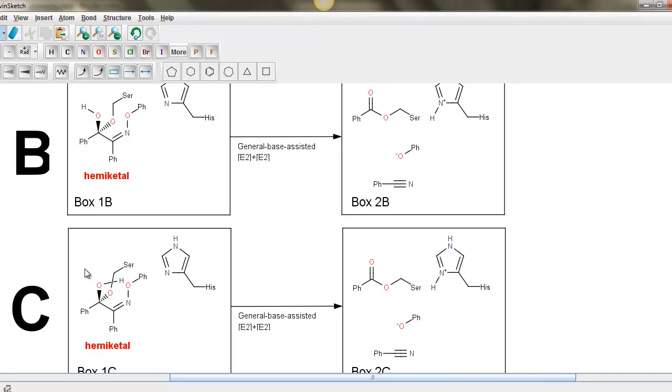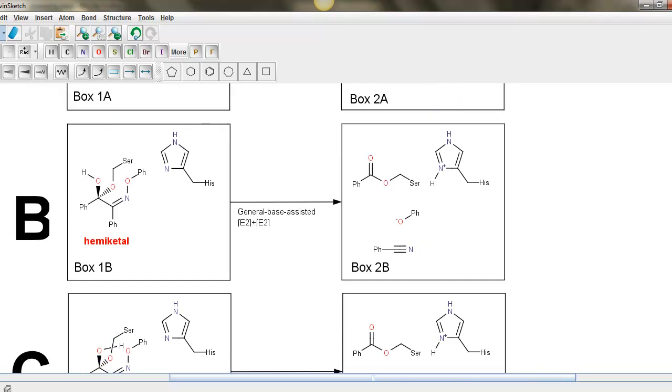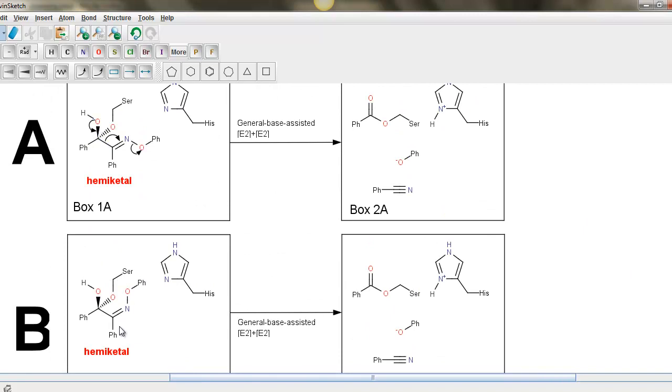So this guy was over here. These are syn to each other. This bond and this bond are syn to each other. These are the only two that are anti to each other. So that's the reason. And then it bumps this bond out in an E2 fashion, and it bumps onto the nitrogen to form our nitrile product.